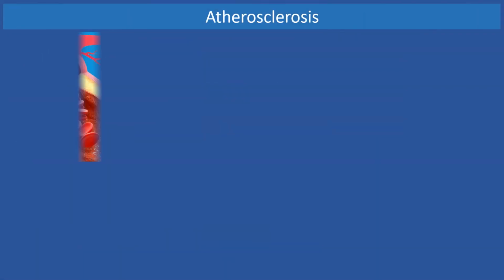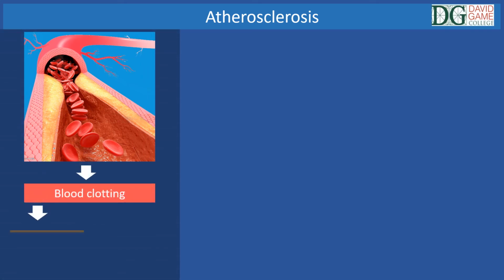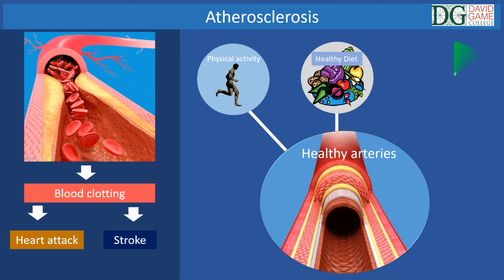In conclusion, atherosclerosis affects the arteries, restricting blood flow, which may lead to blood clotting, heart attack, and stroke. Physical activity, a balanced diet, and a healthy lifestyle are important factors to prevent this disease.